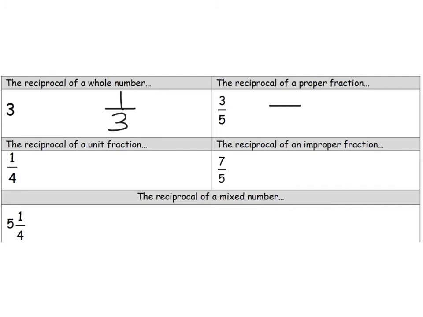Finding the reciprocal of a proper fraction, you're going to draw your fraction bar. When you find reciprocals, remember, we're flipping. So you're going to put the numerator in the denominator spot and the denominator in the numerator spot. It may help to draw arrows as you put things in their spots. So 5 goes on top and 3 goes on the bottom. It is so simple.